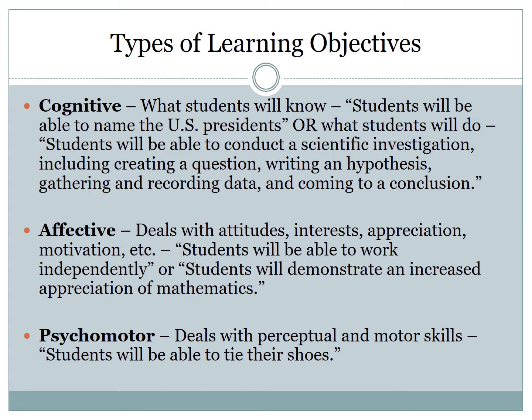A third category of learning objective is the psychomotor. This deals with what they can do physically, their perceptual and motor skills. So students will be able to tie their shoes is a type of psychomotor learning objective.